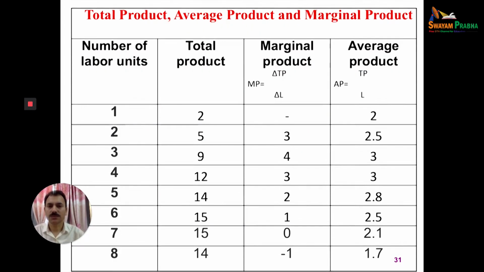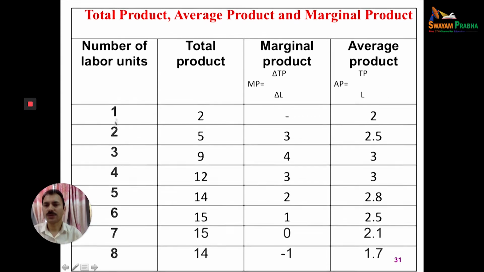Now, let us explain with the help of this table. The first column is the number of labor units. Here we try to discuss the relationship between total product, average product and marginal product through this table.